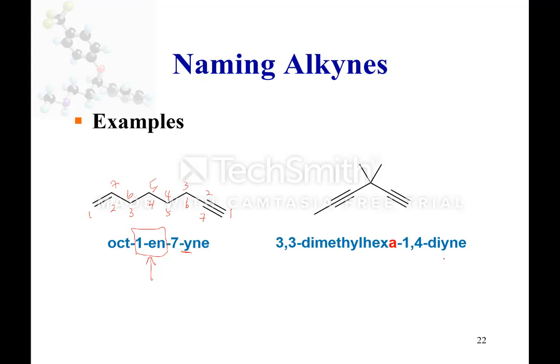Again, a molecule can have more than one of the functional groups. In this case, 2 double bonds make this molecule a diene. And because there is a consonant before, we add an A to make it easier to say, so that this molecule is 3,3-dimethyl-hexa-1,4-diene.